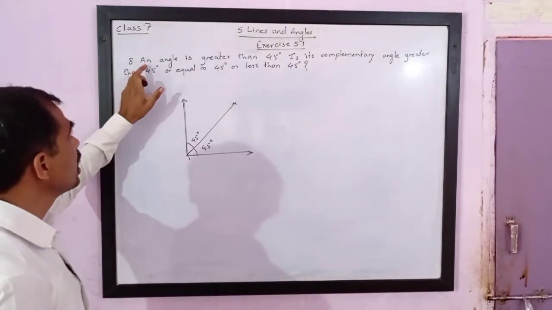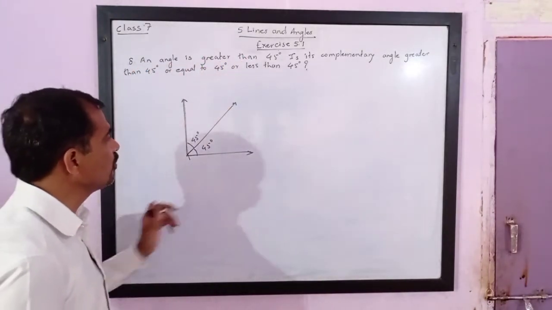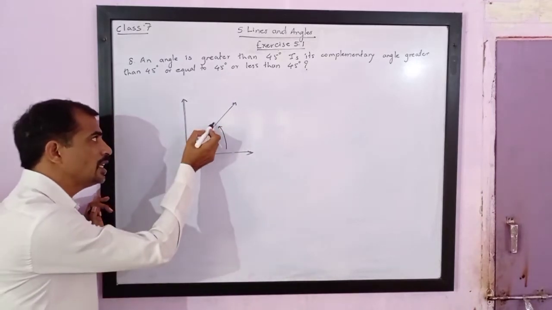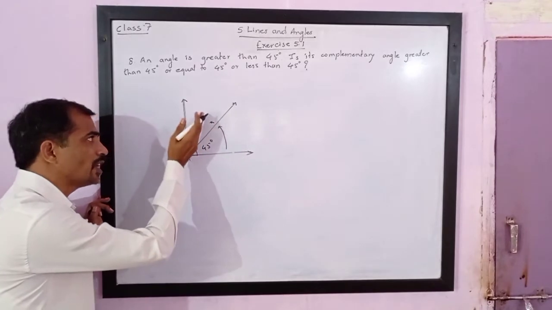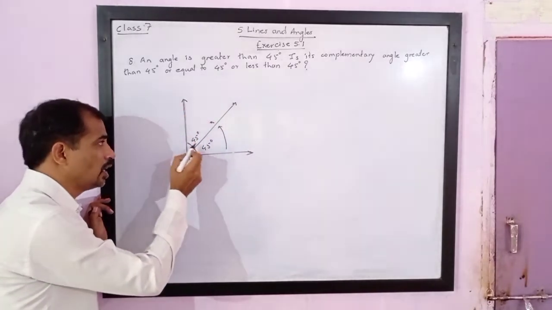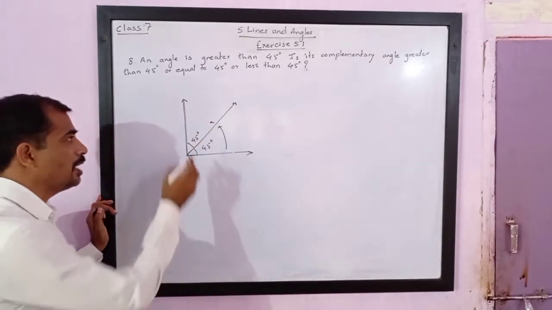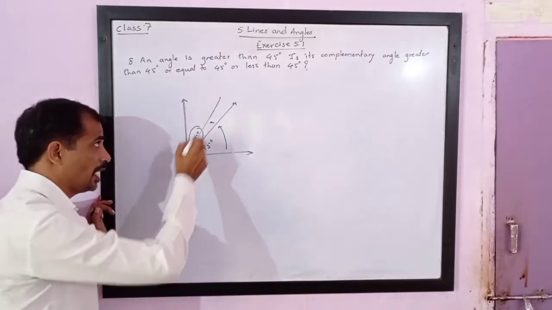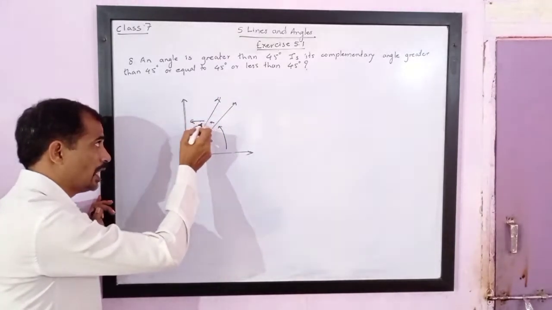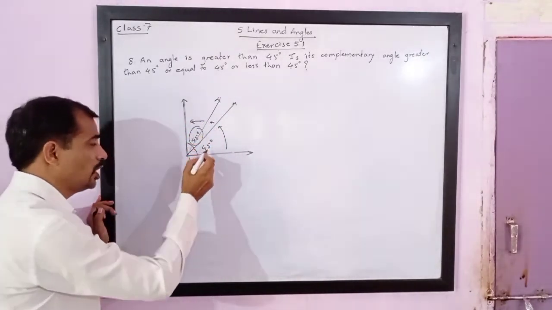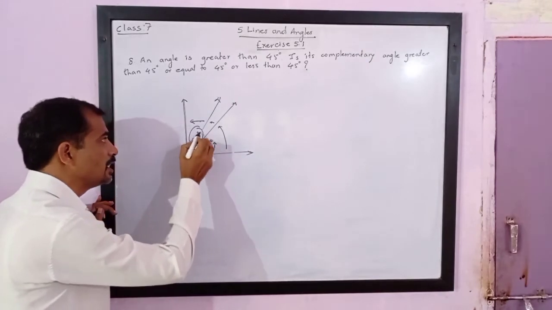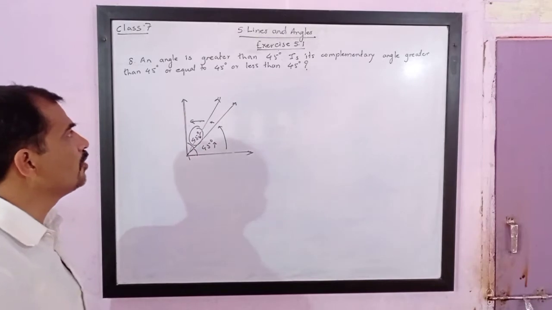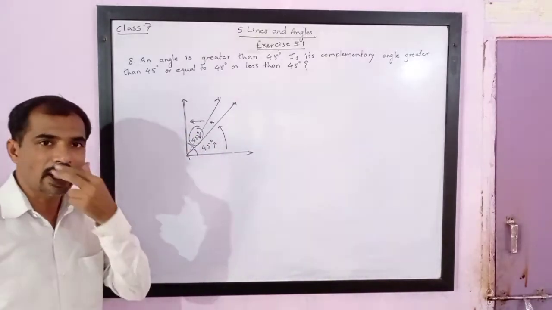We asked, an angle is greater than 45 degrees. If you increase this angle, it will become 46, 47, 48, 49, and if you want the sum to be 90 degrees, then this angle must decrease. Please note, if this ray is moved this side, you will notice that the angle decreases. So if 45 degrees increases, this angle decreases. So the other angle will always be less than 45 degrees.